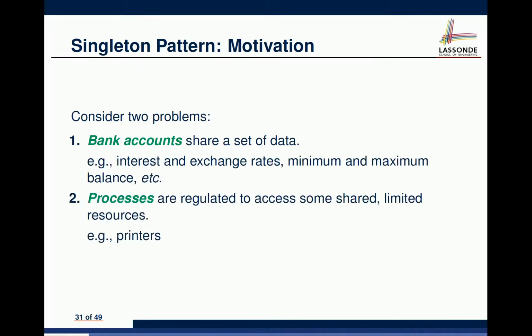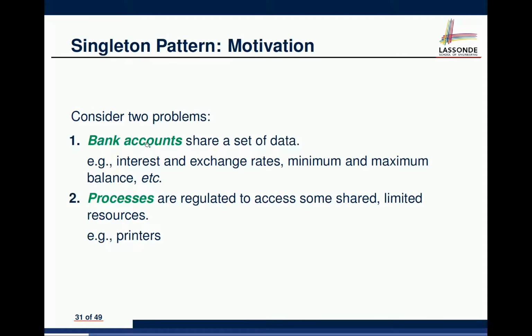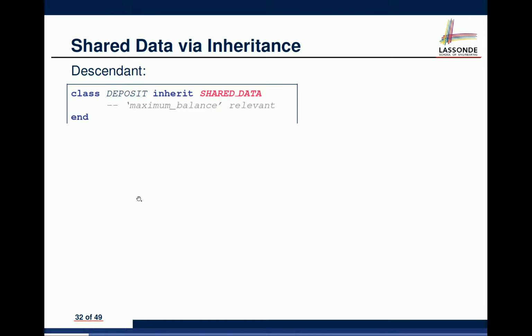Let me give you some initial solution, and we have to criticize it, whether the solution is good or bad. I'll give you a little bit of hints in just a moment, but let's take a look. I'm going to just talk about the bank account case. For the processes, you can try to relate in a similar way. Let's say we have a class called deposit, and deposit is simply going to inherit from shared data. So one possible solution is to say, I have a common parent that's going to define all the shared data and let all the child classes inherit from the shared data class. That's an intuitive solution.